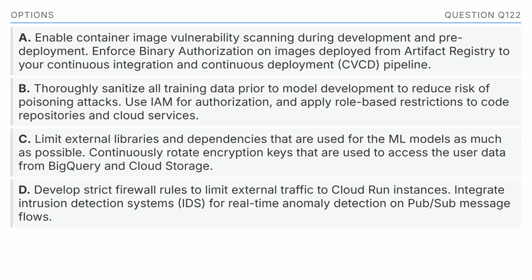Option C, limit external libraries and dependencies that are used for the ML models as much as possible. Continuously rotate encryption keys that are used to access the user data from BigQuery and Cloud Storage. Option D, develop strict firewall rules to limit external traffic to Cloud Run instances. Integrate intrusion detection systems, IDS, for real-time anomaly detection on Pub/Sub message flows.